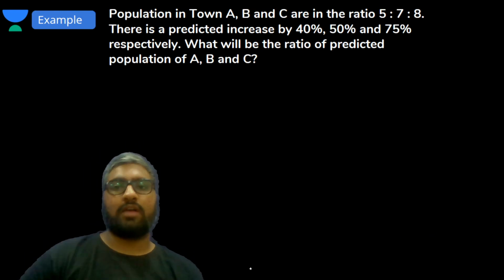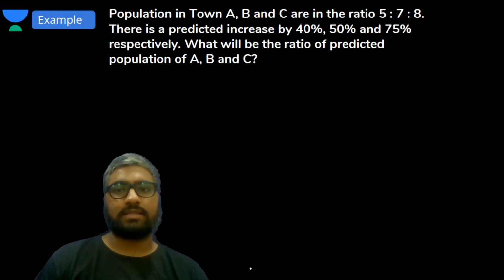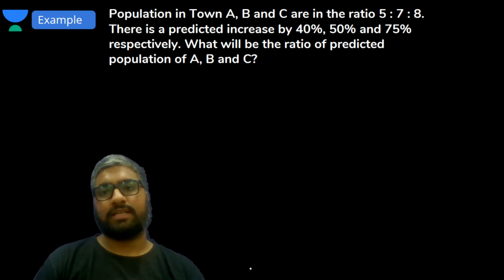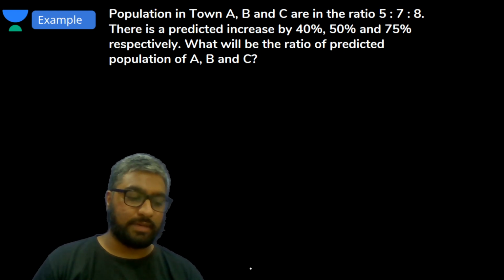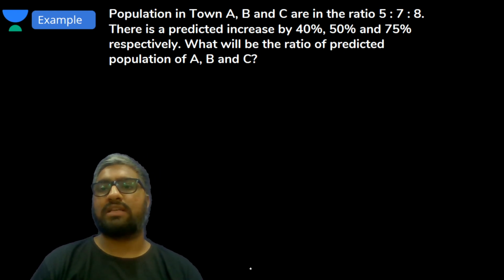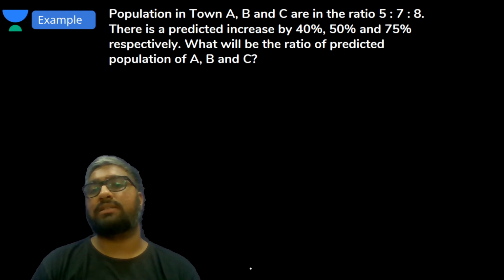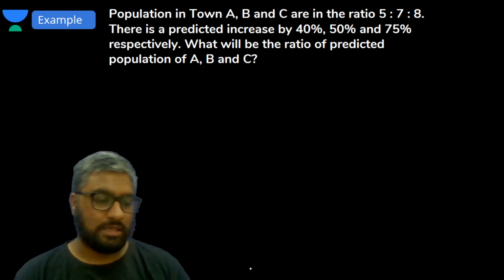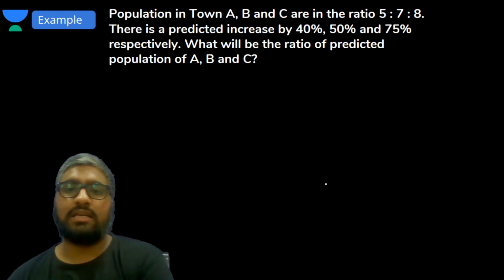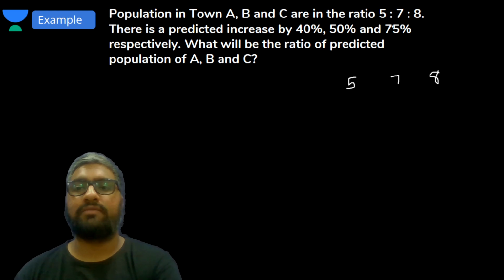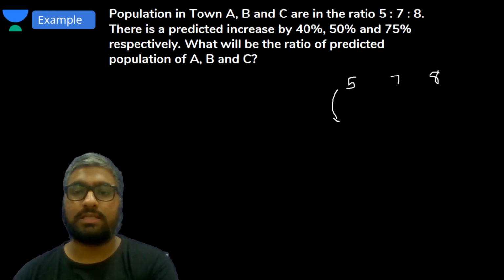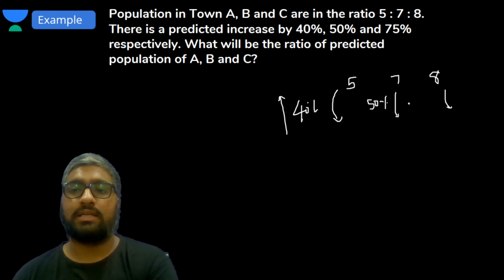So let's do one more, then this would be the end of the session. Quick guys, a very simple question. The question is asking for the predicted population, that is, the population after increase. 5:7:8 is the population, and there's an increase of 40%, 50%, and 75%. So the initial ratio is 5:7:8. Here there's an increase of 40%, here an increase of 50%, and here an increase of 75%.